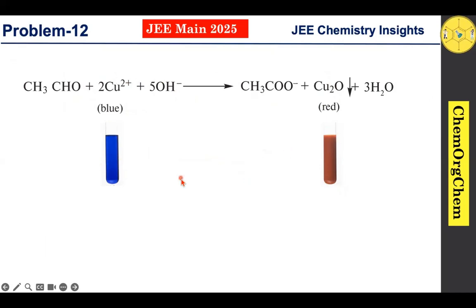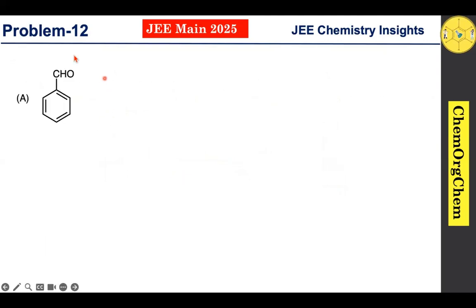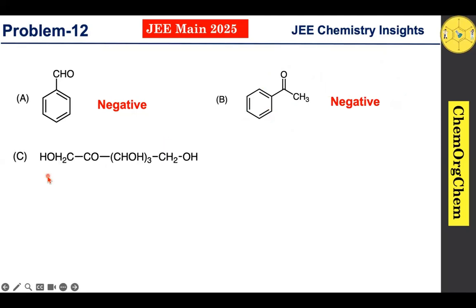Now let's move on to go through all the molecules one by one, then finally decide which one is the correct option for this question. This is the first molecule, benzaldehyde. This one is an aromatic aldehyde. We just saw that aromatic aldehydes give a negative result for the Fehling test. Therefore, this one gives a negative result. This is the second molecule. This one is a ketone. We know that ketones give a negative result for the Fehling test. Let's move on to the third molecule.